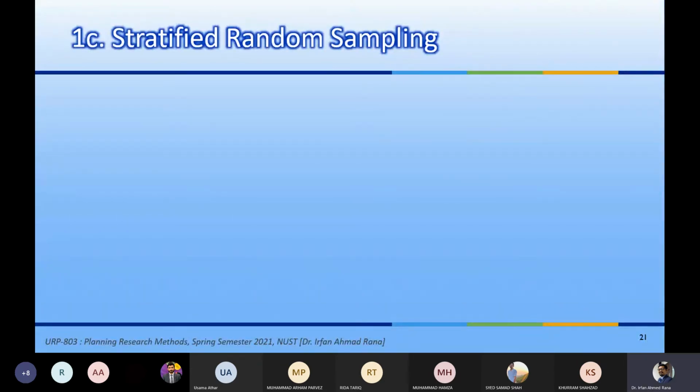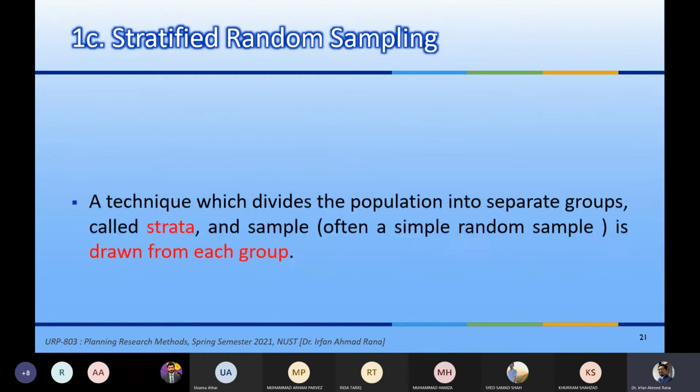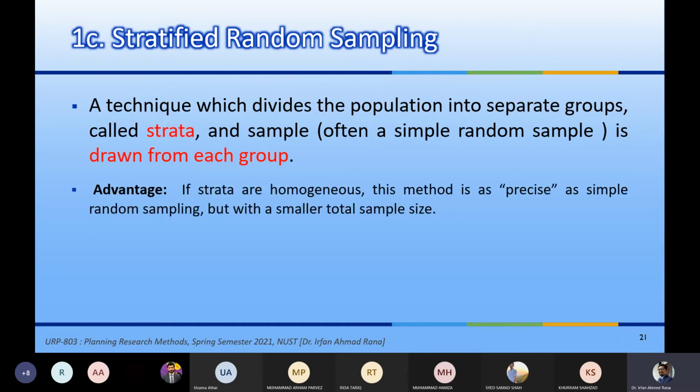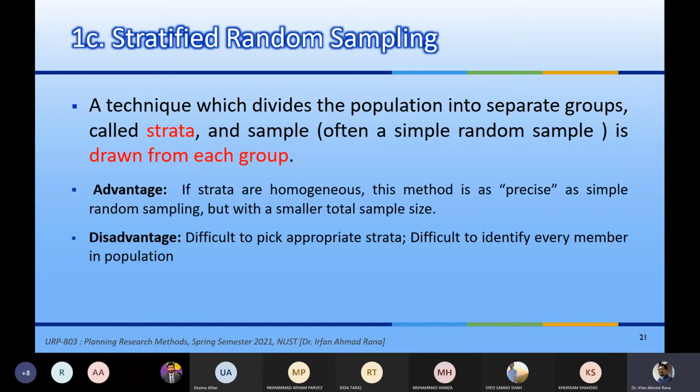The third one is stratified random sampling. What we do is try to make certain strata, certain groups with homogeneous characteristics, depending upon the research. Let's say you're trying to do a comparative, gender-based analysis. In Pakistan, I think it is almost 50-50. So if you're doing a comparative analysis of gender, then your whole sample should have 50% males and 50% females.